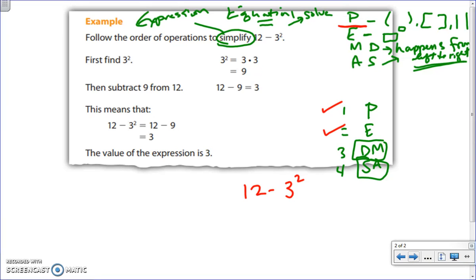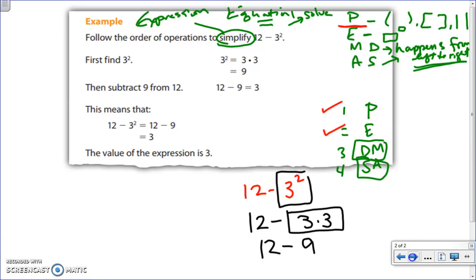Next I'm looking for exponents. So I do see an exponent here, 3 squared, and what I need to think about 3 squared is that is really 3 times 3. It is not 3 times 2. A lot of students like to put just 6 there in place of the 3 squared. That's not really how this works. 12 minus, and so inside this box really what I'm thinking is 3 times 3. I'm going to continue with this exponent until I'm all the way down. So 12 minus 9 is really what I have.